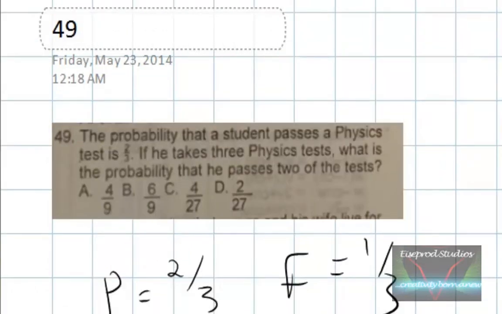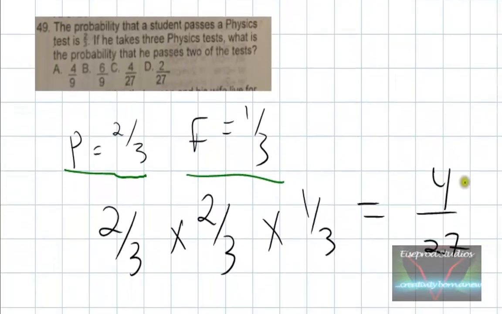Question 49 says that the probability that a student passes a physics test is 2/3. If he takes 3 physics tests, what is the probability that he passes 2 of those tests? So the first thing you want to do is write out the different probabilities here. There's the probability that he passes, which is 2/3, as they told us, and the probability that he fails, which is 1/3. So what you're going to do is just write out what would happen for the 3 tests. It doesn't matter order in this case.